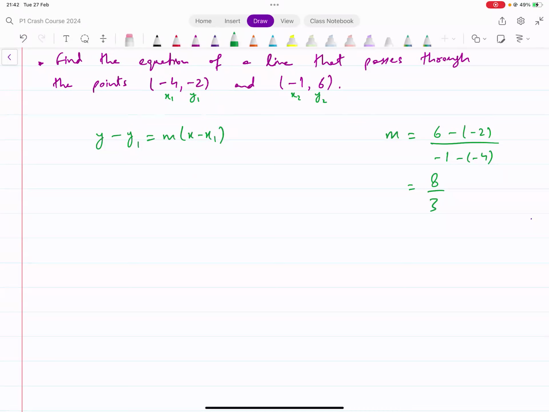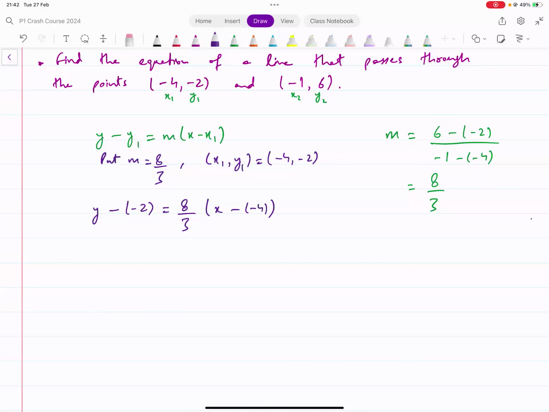So let's input m equal to 8 over 3, and in place of x1, y1, let's input minus 4 and minus 2, the first point. And you will get the equation of the line from that. Y minus y1. What's y1? Y1 is minus 2. That equals m, which is 8 over 3, into x minus x1. What's x1? X1 is minus 4.